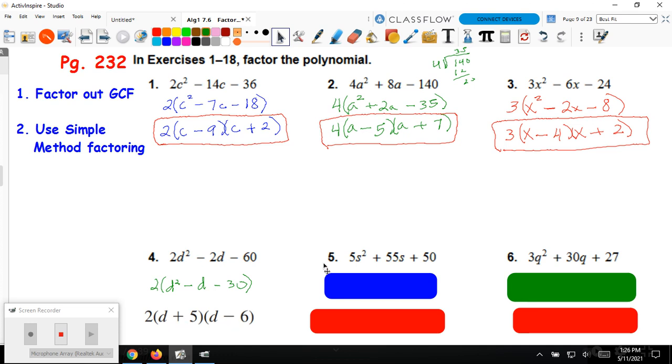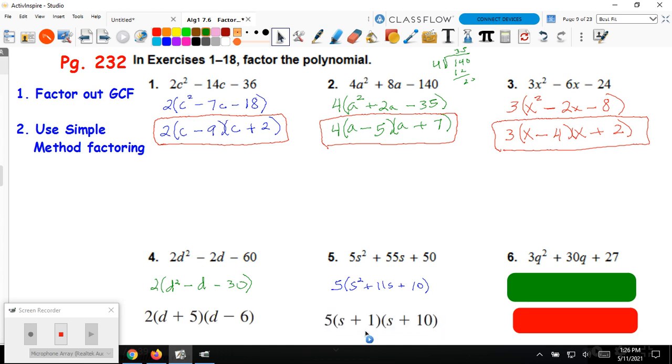Number 5, we can see we're going to factor out 5 from those 3 terms, the 5, the 55, and the 50. And so that gives you an s squared for your first one plus 11s plus a 10. And then keeping the 5 outside, two binomials right here. The two numbers that multiply to give you 10 that will add to give you an 11 is just 1 and 10. 1 times 10 is 10 and 1 plus 10 is 11. They're both the same sign. They're both going to be positive.